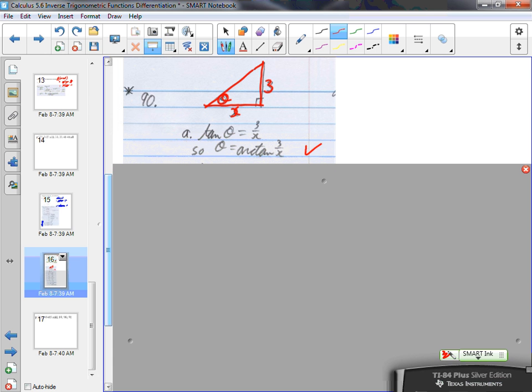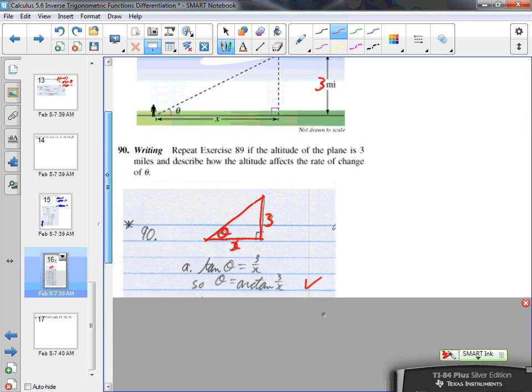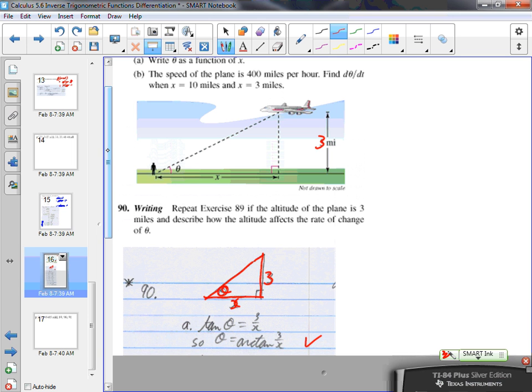Okay. Now, part B says the speed of the plane is 400 miles per hour. Find d theta dt. I thought we just now said that theta was a function of x. So why wouldn't it be d theta dx? Because x is a function of t. Okay? Because as time goes on, that x, this distance here, is going to get smaller, isn't it? Okay? When x equals 10 miles, and then again when x equals 3 miles.